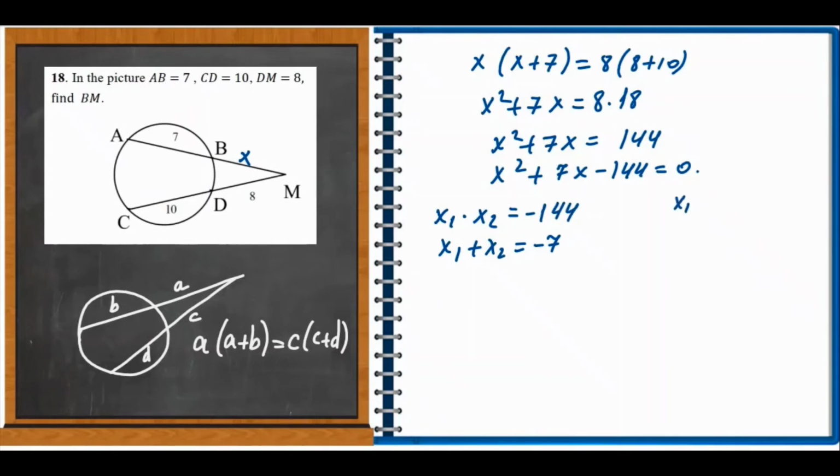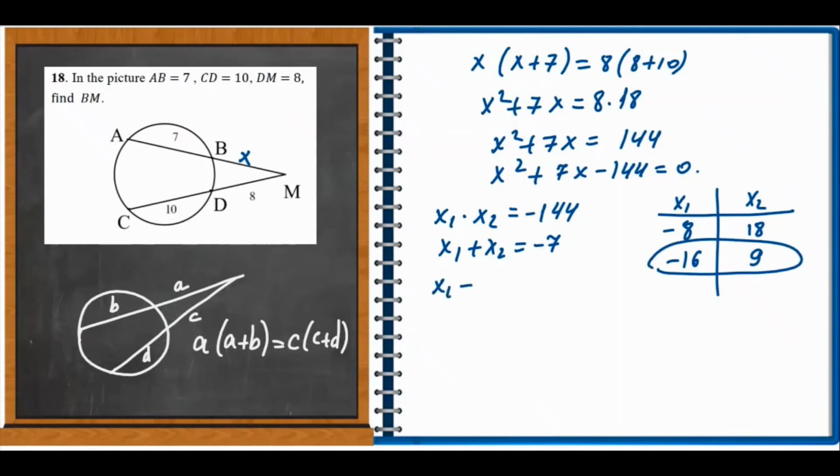Now x1 and x2, what values can they be? We know that negative 8 times 18 is negative 144, but the sum is not negative 7. So let's try negative 16 by 9. That's also going to be negative 144, and yes, their sum is negative 7. So x1 is going to be negative 16, x2 is 9. But since we are looking for distance, it's just 9, not a negative number.